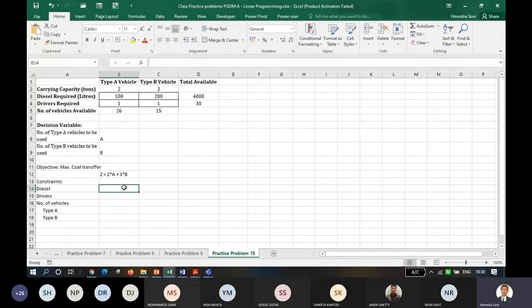So डीजल के लिए मेरा कंस्ट्रेंट वुड बी 100 into A plus 200 into B should be less than or equal to 4000. Please correct me if I'm wrong. Fine up to this? Yes. Next is A plus B has to be less than or equal to 30. Fine.